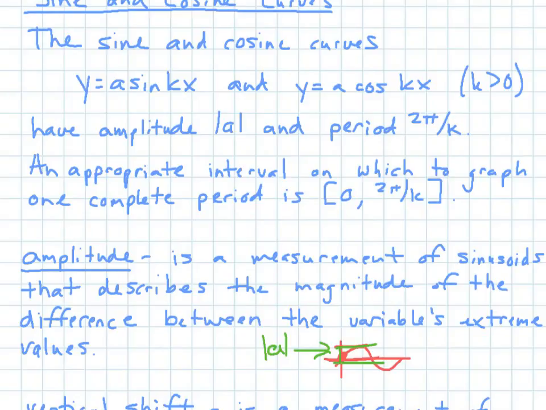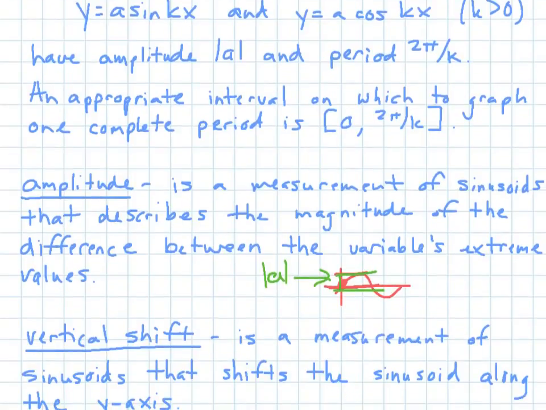And then period, which we'll talk about in the next video, is 2 pi over k. For right now, k will just be 1. So our periods will be a value of 2 pi for this video anyway. Now, an appropriate interval on which to graph one complete period, so one oscillation of your sine value, is from 0 to 2 pi over k, which will be 2 pi because our k value is going to be 1.